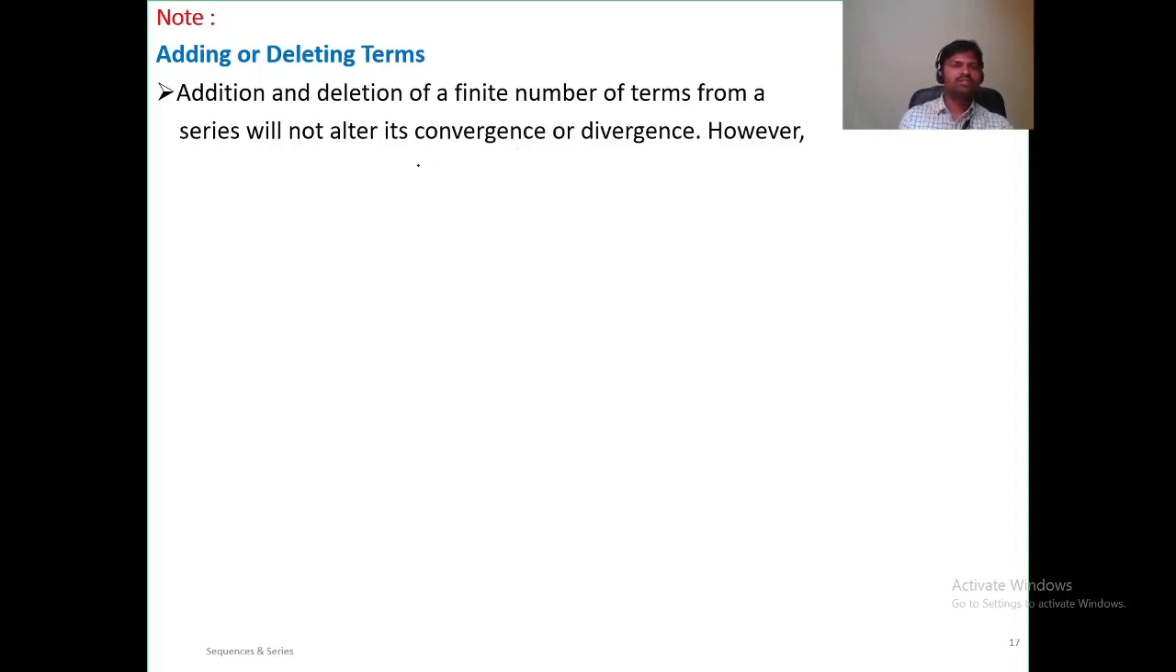For example, say series An converges. Series An means A1 plus A2. For example, I am taking series An, n running from 1 to infinity, which is nothing but A1 plus A2 plus A3 plus and so on. And assume this converges to some number L. Now I am adding a finite number of terms. For example, let's say b1 and b2 are finite numbers.